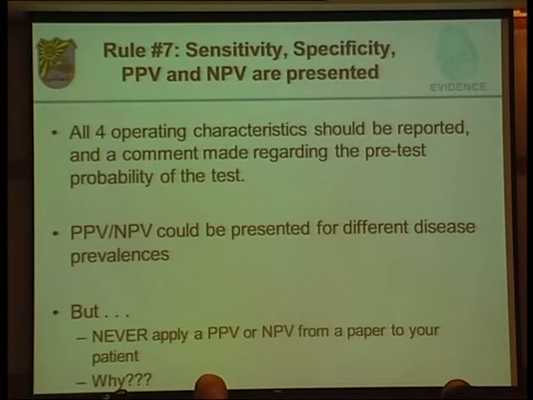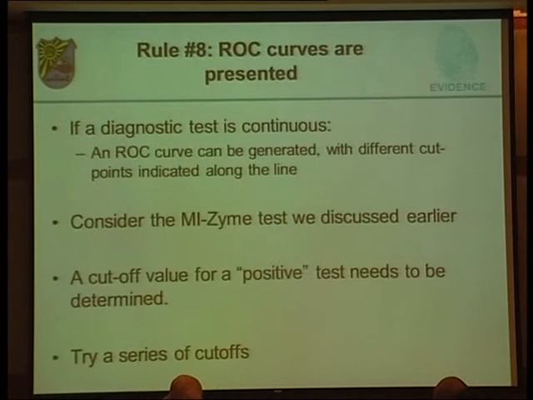Now, sometimes positive and negative predictive value are presented for different disease prevalences, but I'm going to make a statement: never apply a positive or negative predictive value from a paper to your patient. Why? Why wouldn't you say, well, the positive and negative predictive values... what affects positive and negative predictive value? The pretest probability, right? So if the pretest probability of a patient is different from what it is in the study, that's going to be a problem. You can't apply that to your patient.